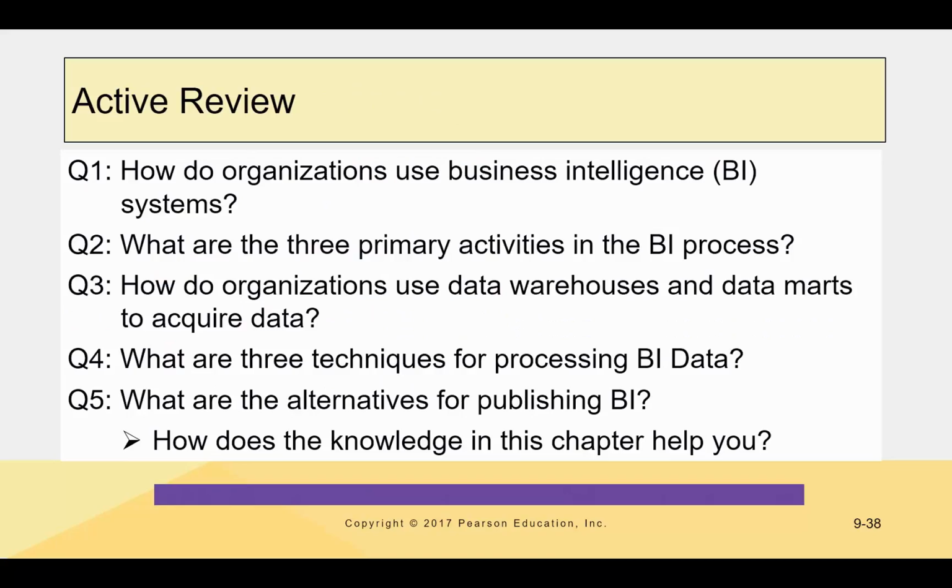Yeah, let's see. We've bypassed these models so far. So let me talk about this as our last slide. How do organizations use BI? We've mentioned that. The 3 primary activities, we know what that is. Information processing output. How do they use data warehouses and data marts to acquire data? We mentioned that. 3 techniques for processing BI data. We've talked about that. And alternatives for publishing BI. And I hope by now you can see the importance of BI. And that will be all.